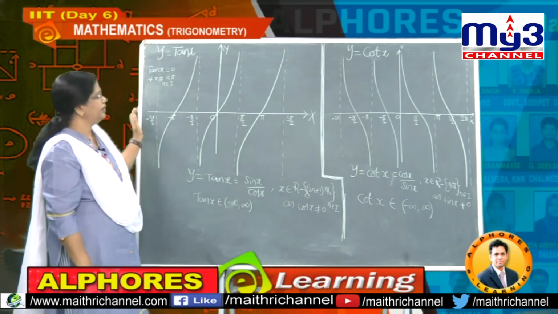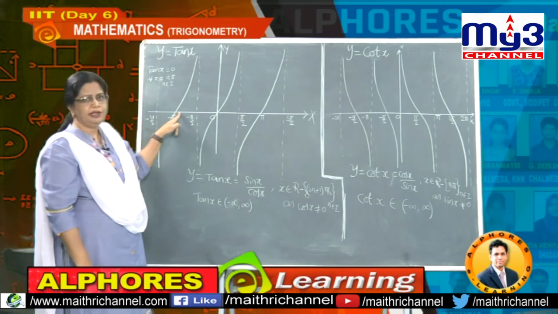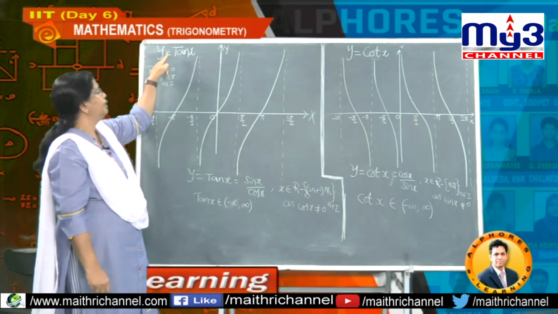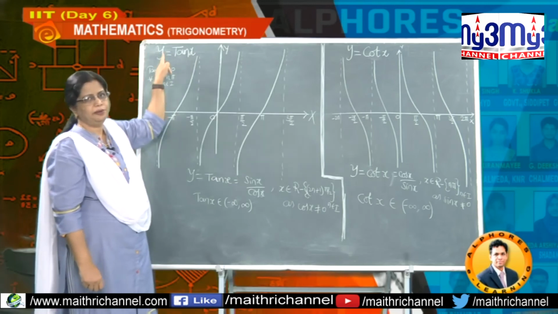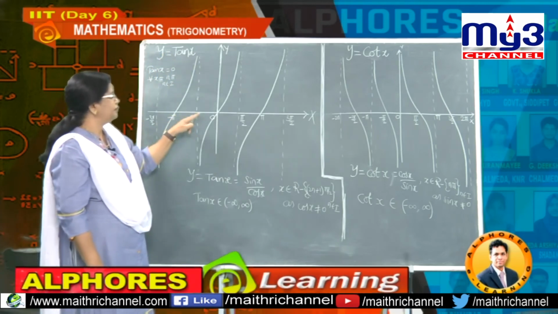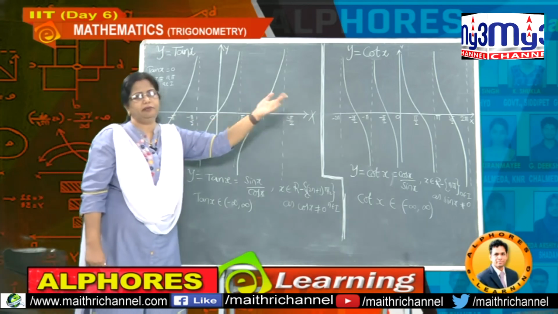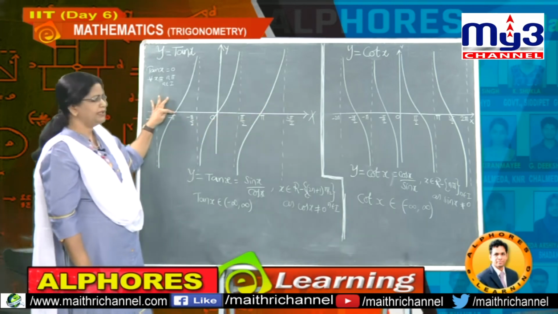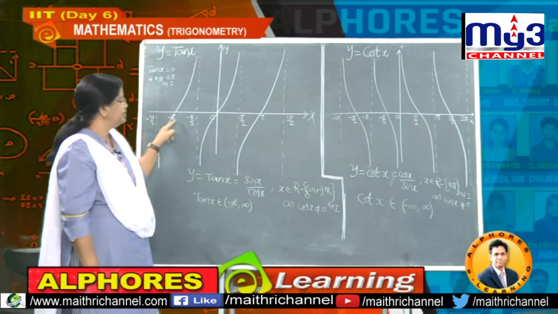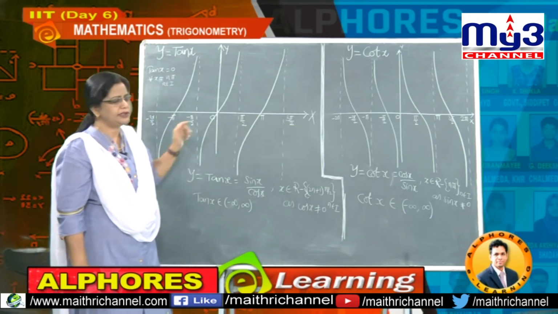That's why you observe the curve meeting the x-axis, which means at that particular point the y value is exactly 0. y is 0 when x equals n pi. So minus pi, 0, pi, 2 pi, 3 pi, etc. At those points the curve has to intersect the x-axis. So these are the points where the curve is intersecting.